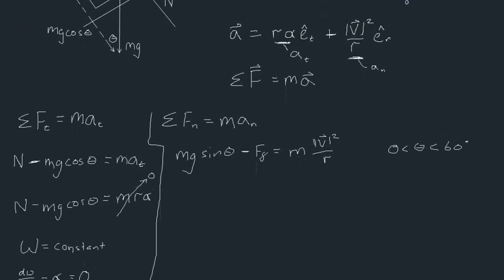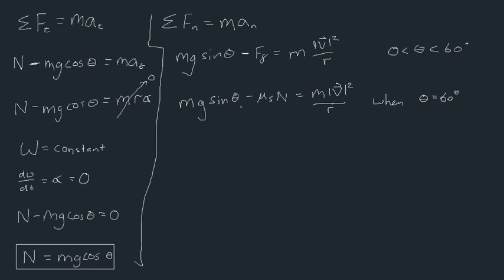And that's exactly where the block starts to slide. So if I can actually write this now, I can say mg sine theta minus mu s N is going to be equal to mv squared on r when theta is equal to 60 degrees, right? Because that's when the block starts to move, which is when we're going to be invoking our maximum friction force.